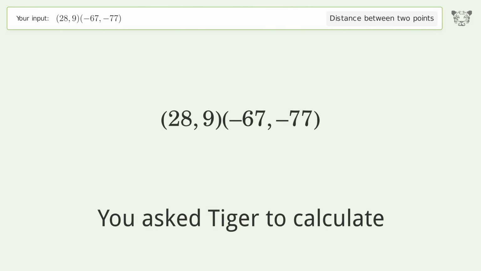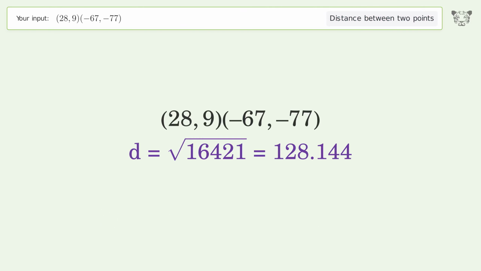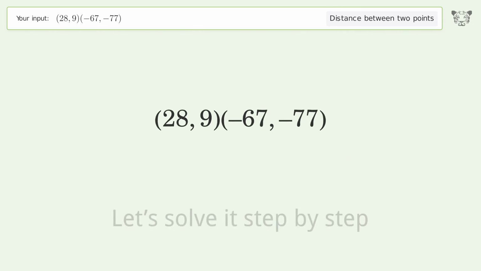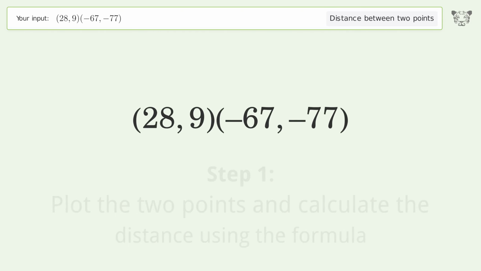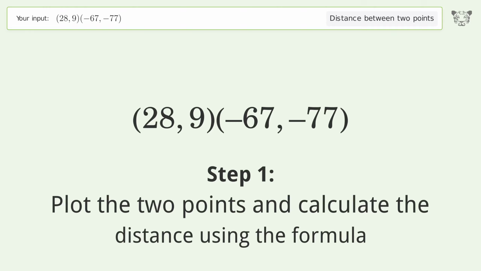You ask Tiger to calculate. This deals with the distance between 2 points. The distance between the 2 points is the square root of 16,421 or 128.144. Let's solve it step by step. Plot the 2 points and calculate the distance using the formula.